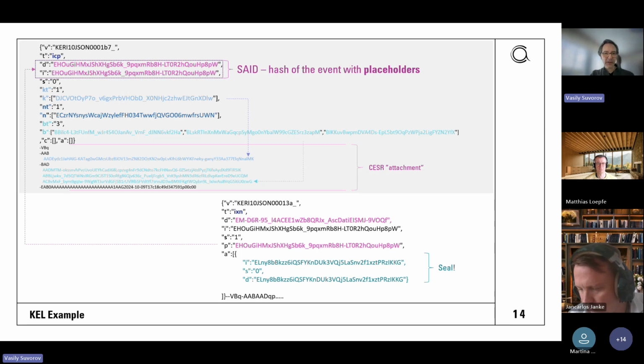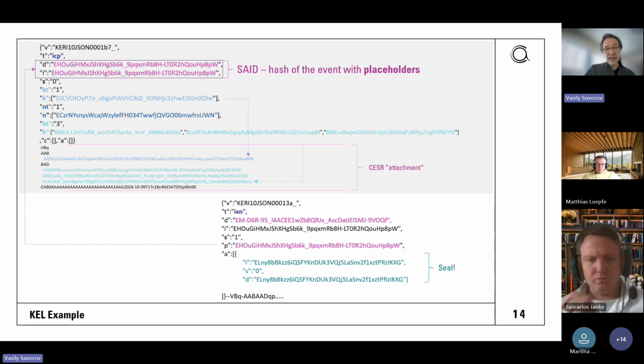And then it is followed by the second event, which in this case is IXN, or interaction event. And again, we know which version of KERI it is, so the version of KERI can evolve. You can basically upgrade your protocol as you go. So again, it has the digest done in the same way. So the identifier stays the same, right? So this is something that we created here. So it's the same identifier.